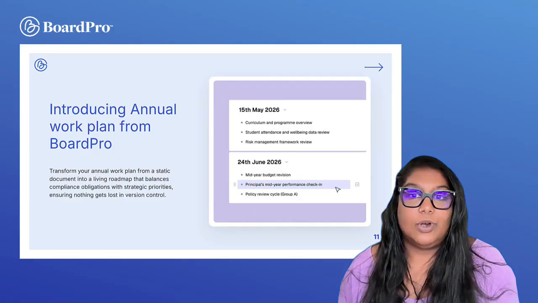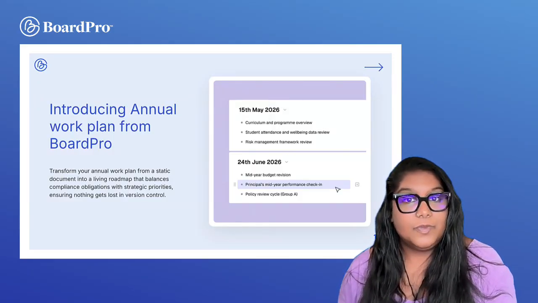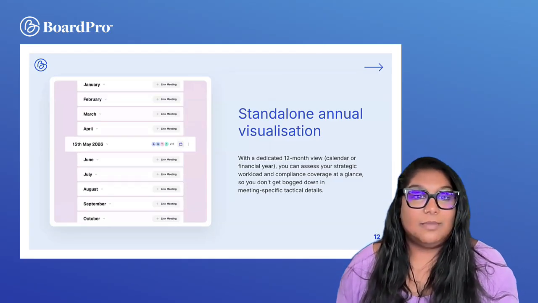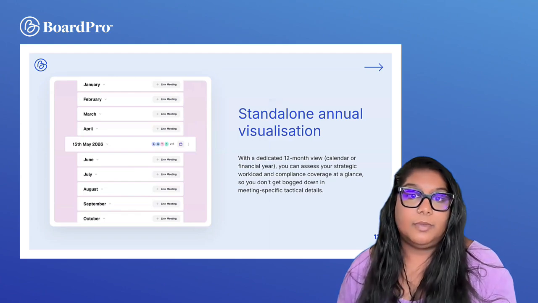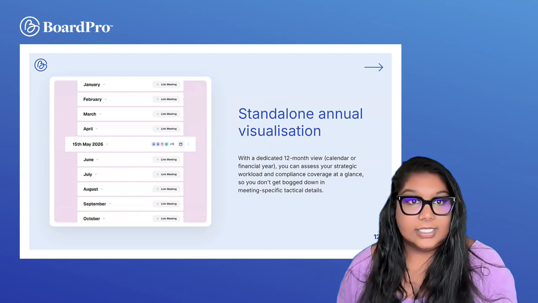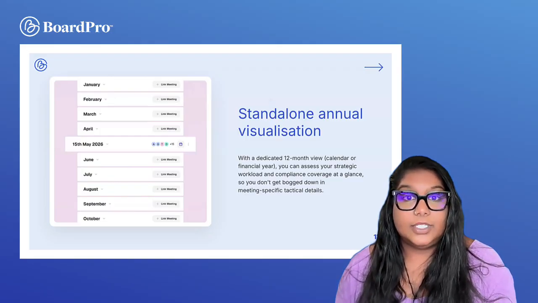It's not just a list, more a living roadmap that enables you to see and plan for the future as well. So we've included a high-level annual view to help you zoom out from the month-to-month meeting prep and see your entire year at a glance. You can immediately assess strategic workload and compliance coverage.